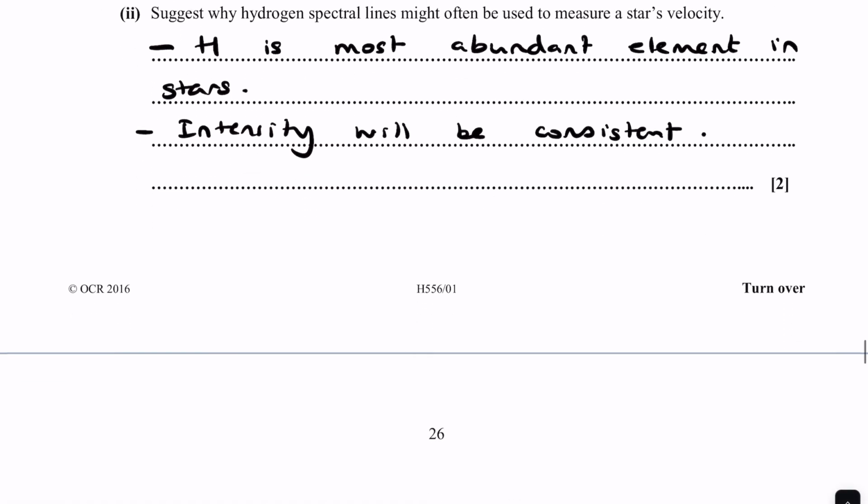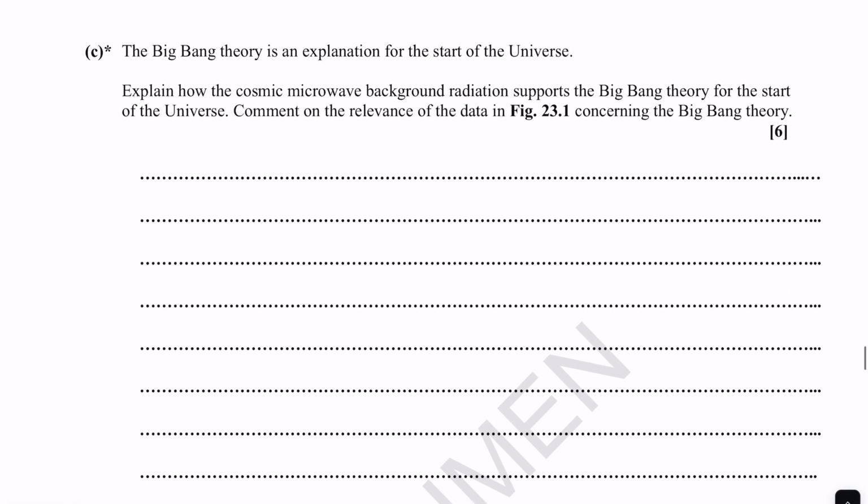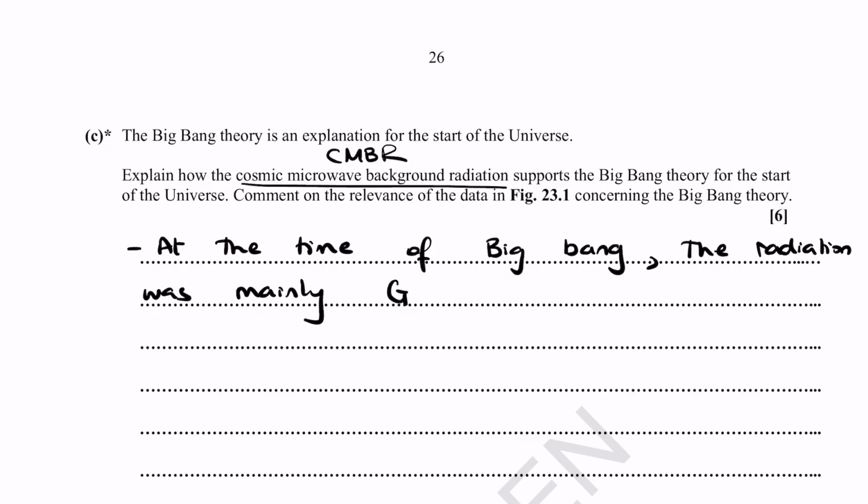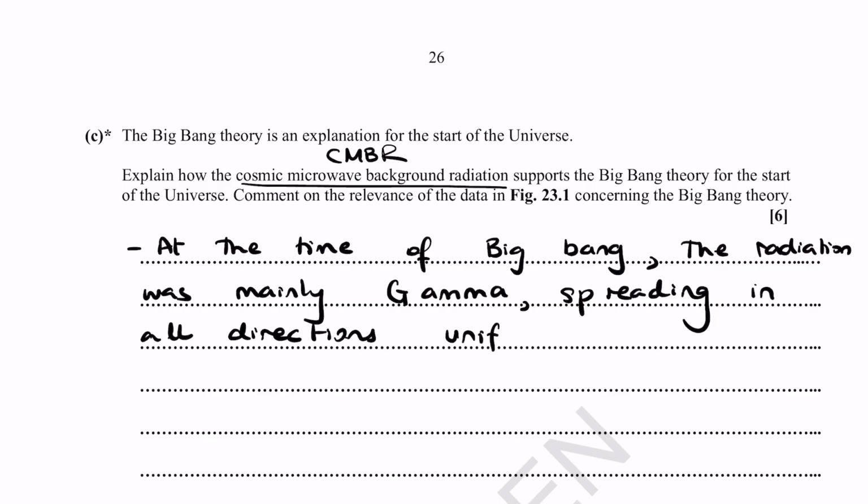Okay. Part C. The Big Bang Theory is an explanation for the start of the universe. Explain how the cosmic microwave background radiation, CMBR, supports the Big Bang Theory for the start of the universe. Comment on the relevance of the data in figure 23.1 concerning the Big Bang Theory. So we know that at the start of the Big Bang, the radiation was mainly gamma radiation, and it was spreading evenly in all directions.